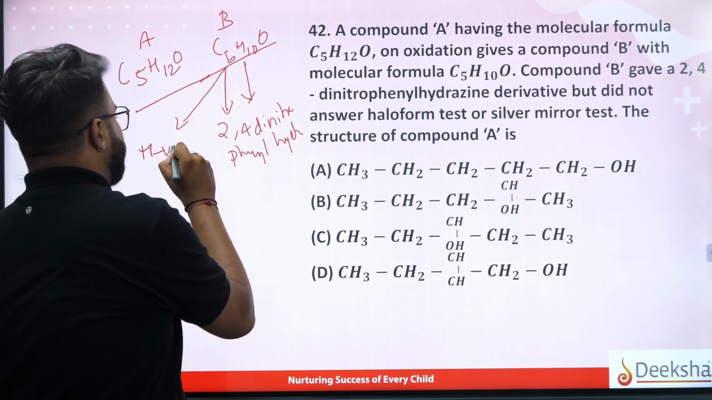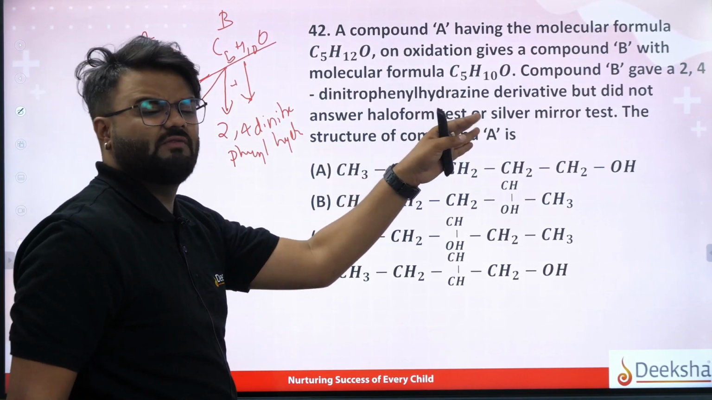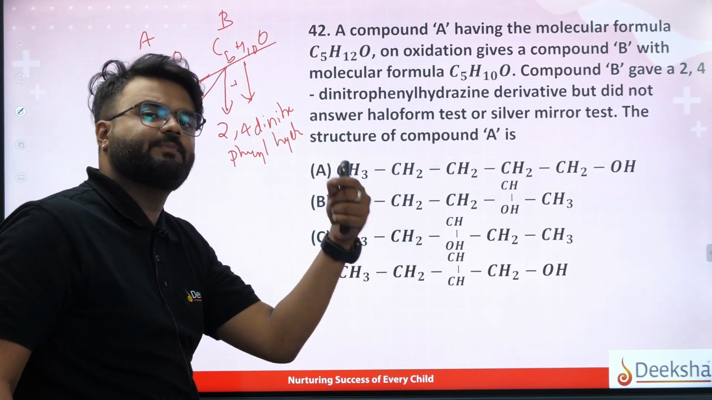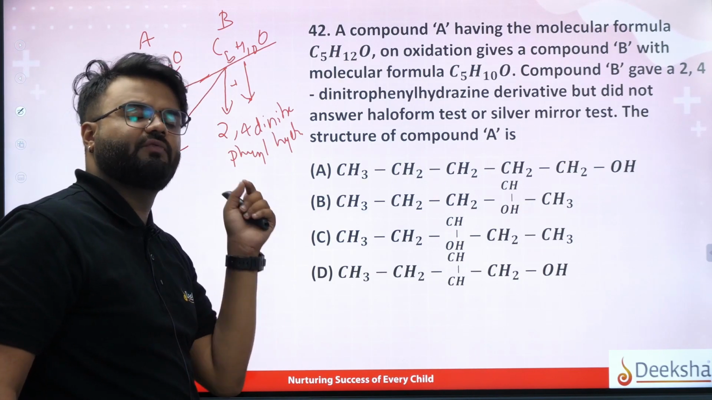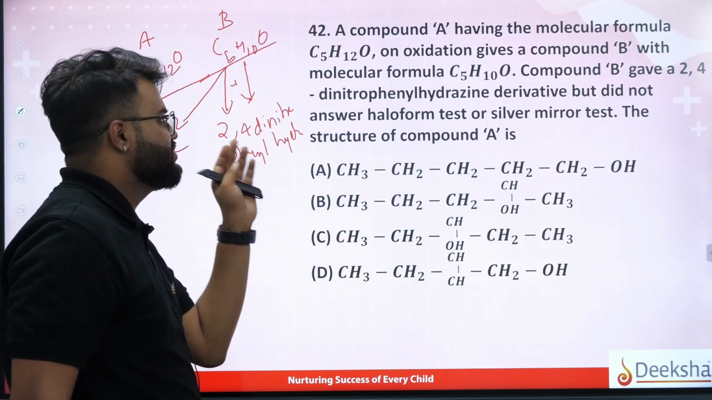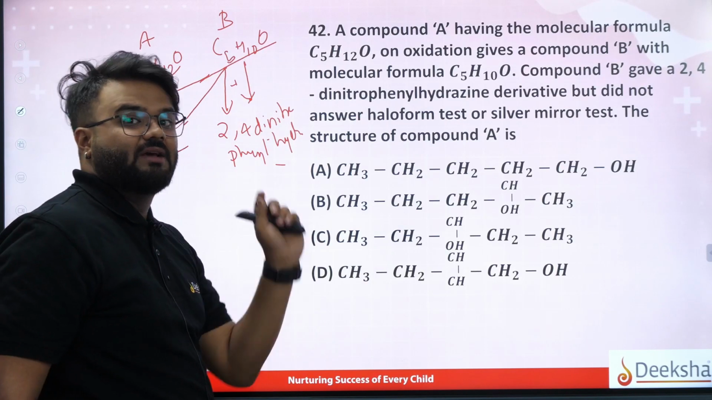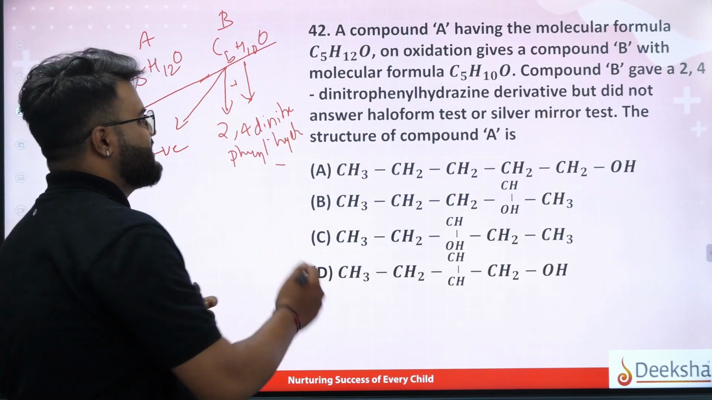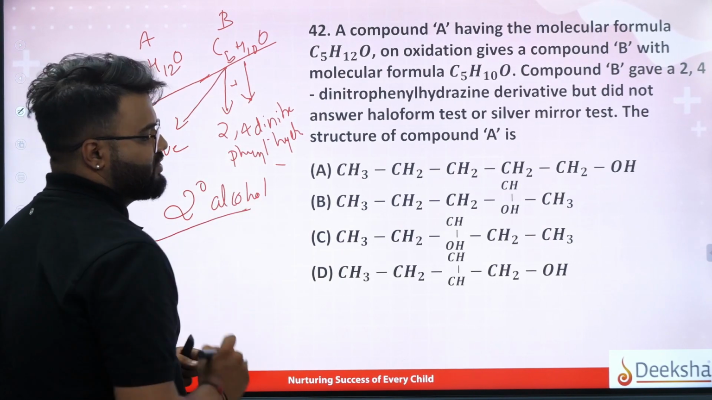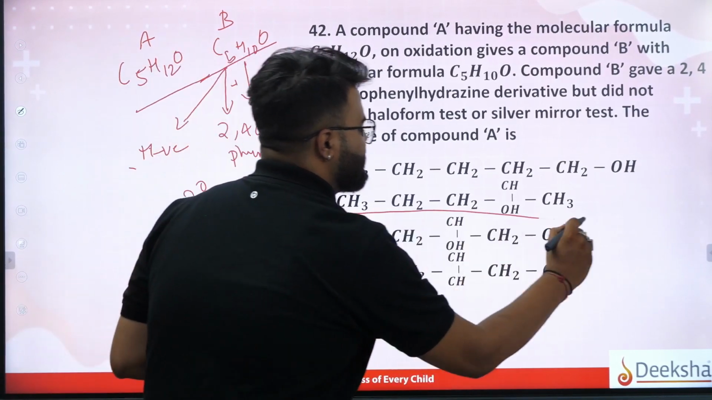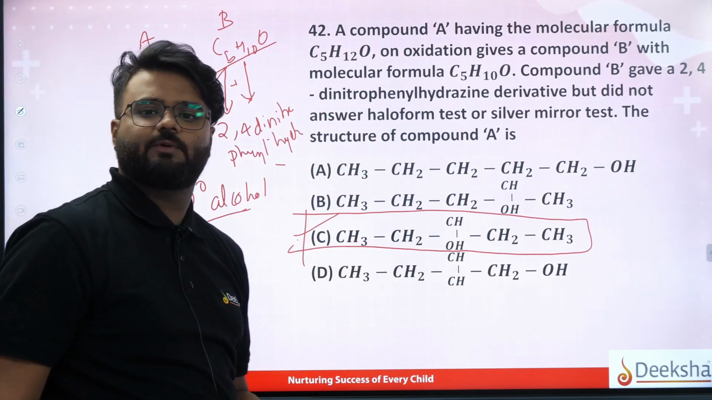It gave a negative test for the haloform and the silver mirror test. The silver mirror test shows the presence of aldehyde group, whereas the haloform test shows the presence of methyl ketone. So both gave a negative. So what is the structure of compound A? It is common sense, that it will be a secondary alcohol. So let us see the secondary alcohols in the options. Option C is your secondary alcohol. For question number 42, option C will be your correct answer.